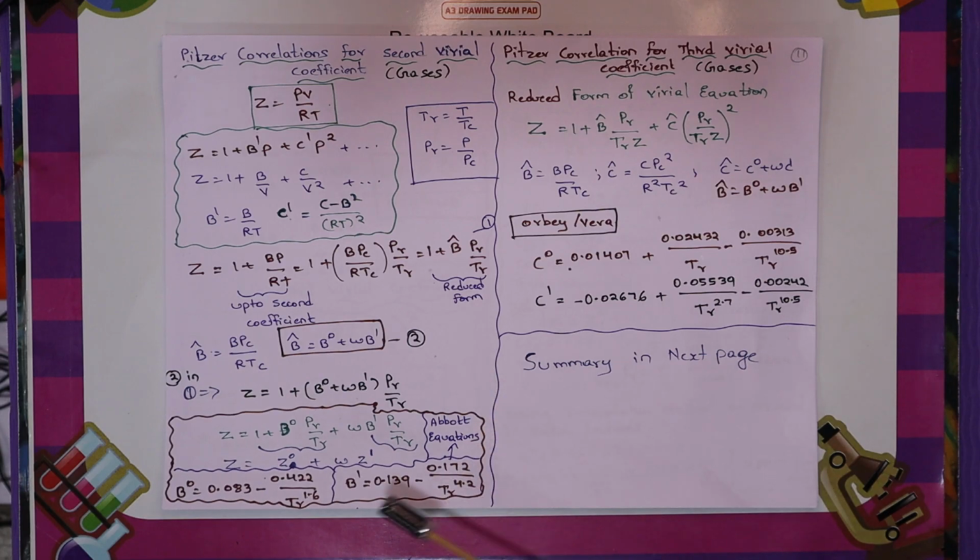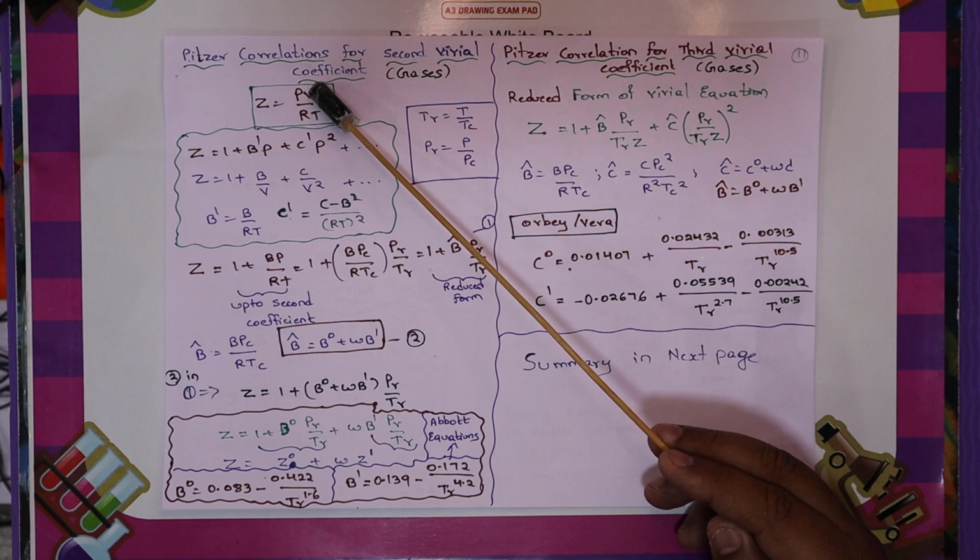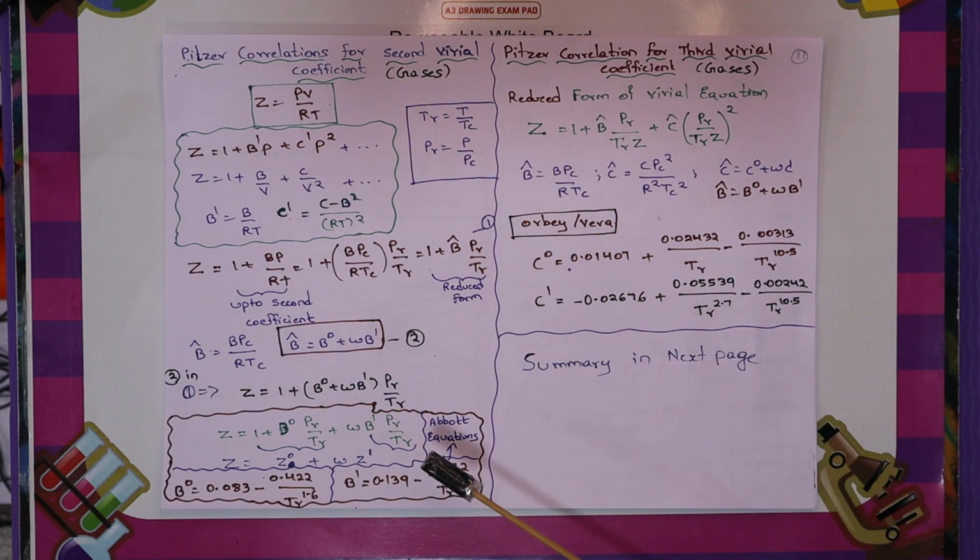Okay. So if you know the B0 and B dash, you can calculate B cap. If you know the B cap, you can calculate the Z. If you know the Z, you can calculate the volume using this expression. This is the procedure.